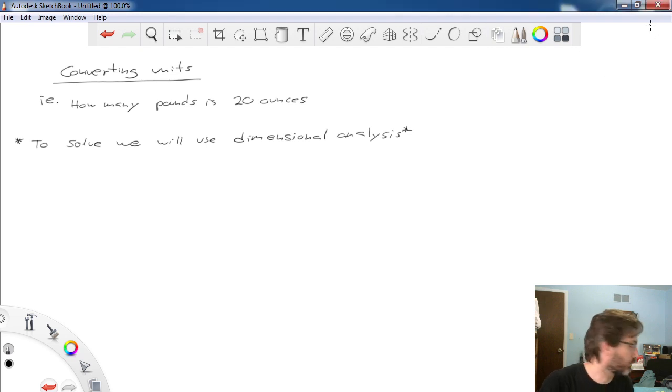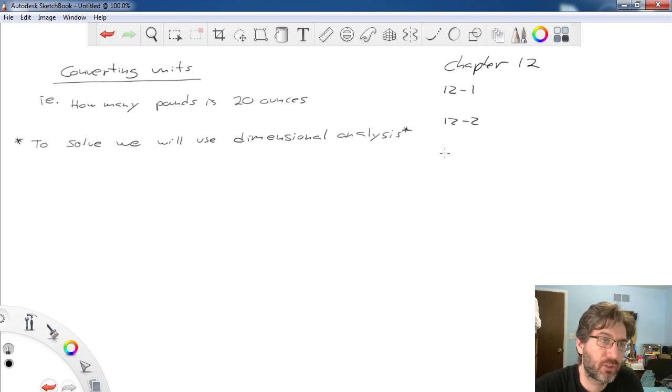Okay, our next chapter, which is chapter 12, just so you know. This is a whole chapter based on one topic in my eyes, and that's conversions. Chapter 12, so like 12-1 is a section, 12-2 is a section, and 12-3 is a section. It's a 3-section chapter, and it's all about converting units.